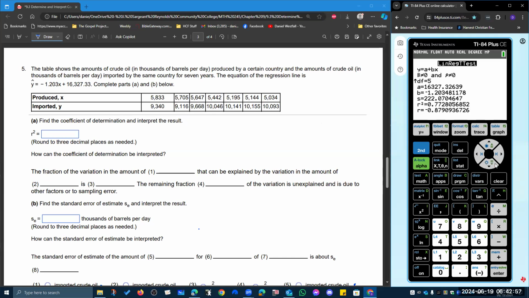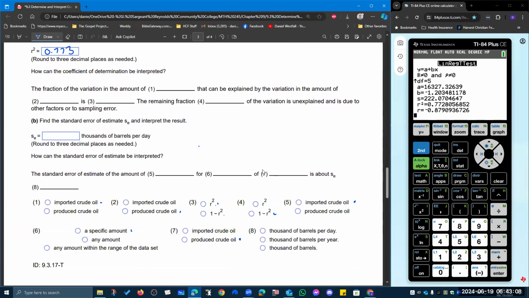I come down here and it is 0.773. Let's fill in those blanks there for numbers 1, 2, 3, and 4. The fraction of variation in the amount of imported crude oil, which is y, that can be explained by the variation in the amount of produced crude oil x, is r squared. The remaining fraction, 1 minus r squared, of the variation is unexplained and is due to other factors or to sampling error.